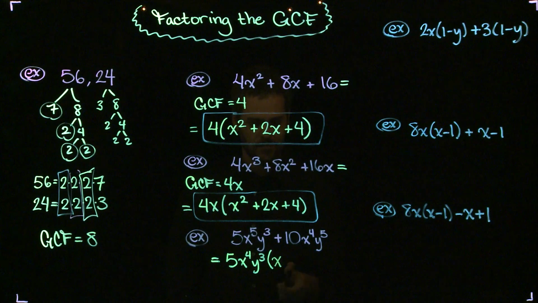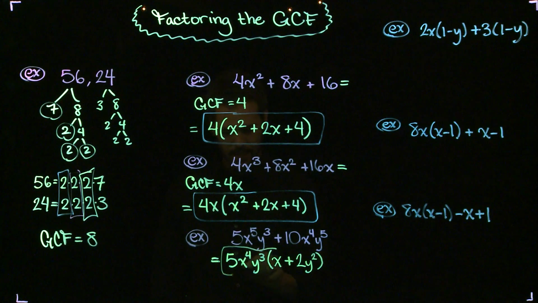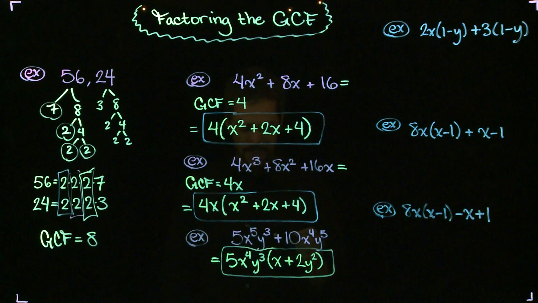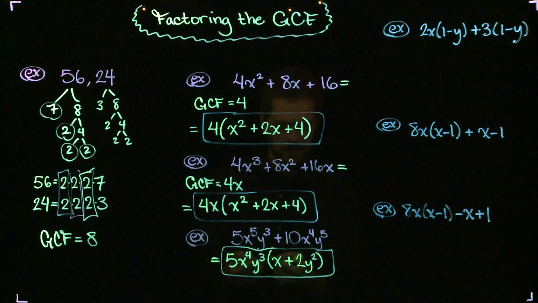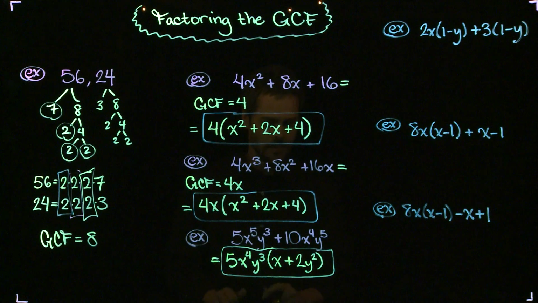So all I'm left with is x plus 10x to the 4th y to the 5th divided by my greatest common factor, which would give me a 2. X to the 4ths cancel. Y to the 5th divided by y cubed is y squared. And there it is, the factored form of my original expression. And again, what that means is that 5x to the 4th y cubed times this binomial, which means times each of these terms, gives me the original polynomial. And that's why we're dividing, as a procedural note.